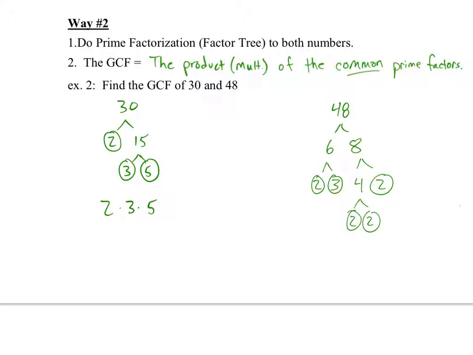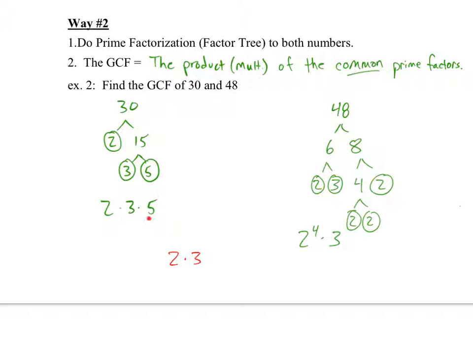So we ended up with 2 to the 4th times 3. Yes, because we have 4 2s. 1, 2, 3, 4. 2 to the 4th, and 1 3. And now what we're doing is we're looking for what do they have in common. Well, this one has 1 2. This one has 4 2s. 2 times 2 times 2 times 2. So how many 2s do they have in common? 1. So they have a 2 in common. This one has 1 3. This one has 1 3. So they have a 3 in common.